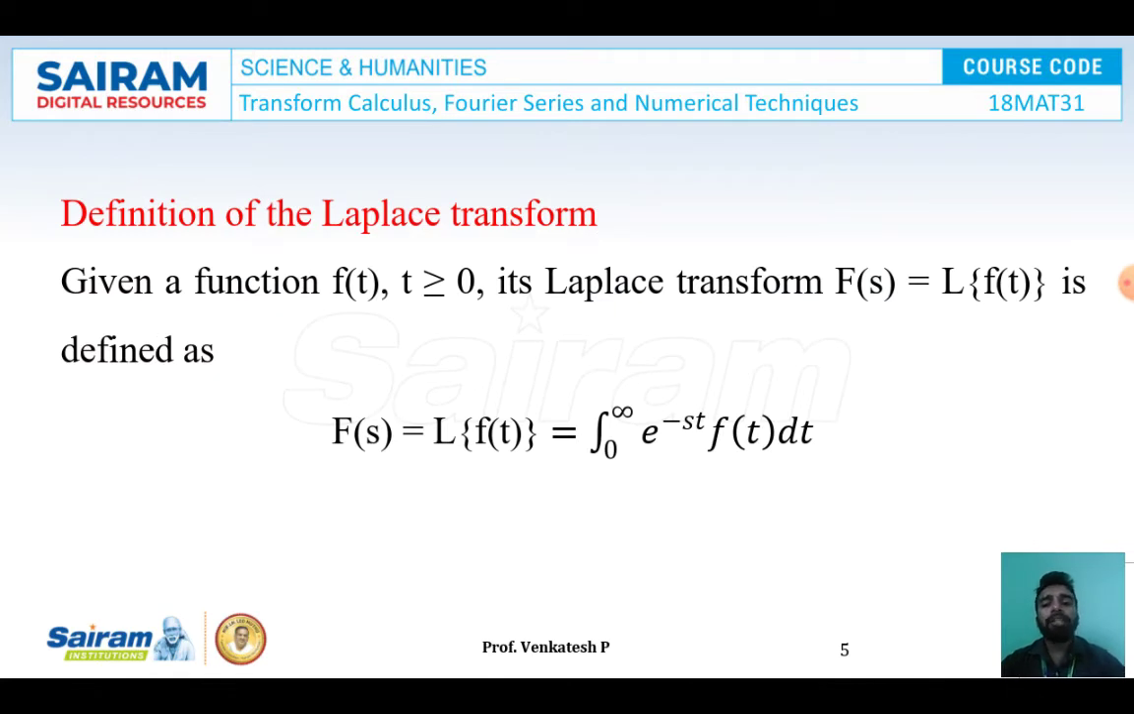Definition of the Laplace transform. Given a function f of t, a real valued function with the condition t is greater than or equal to 0, its Laplace transform is given by F of s equal to Laplace transform of f of t, and it is defined as F of s equals integral 0 to infinity e power minus st f of t dt. This formula will be used to solve the problems in Laplace transforms.